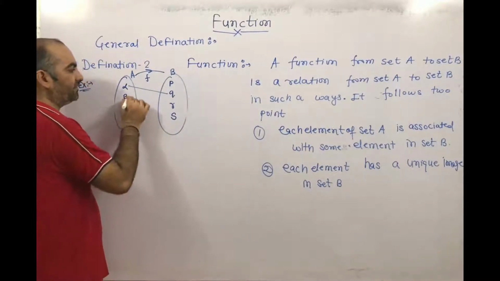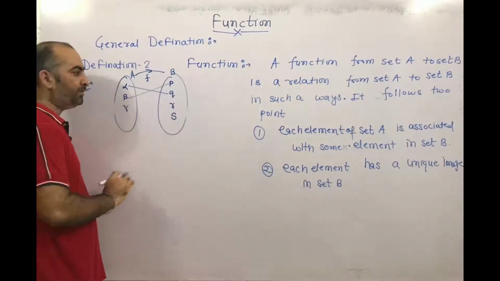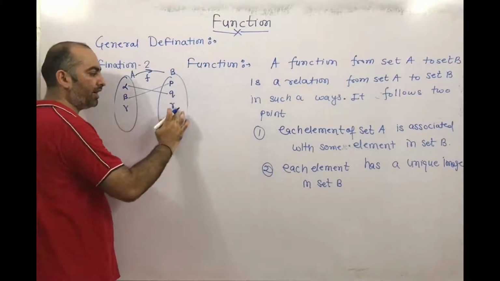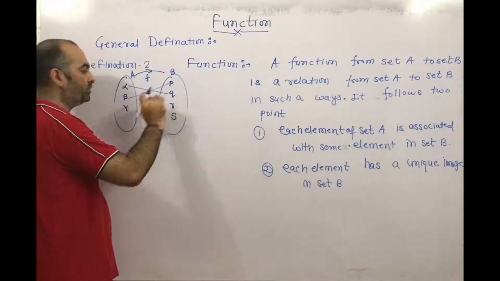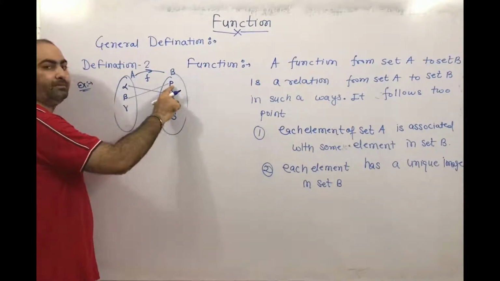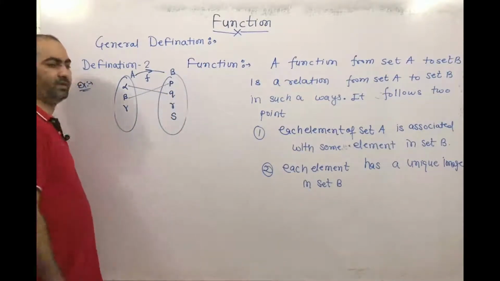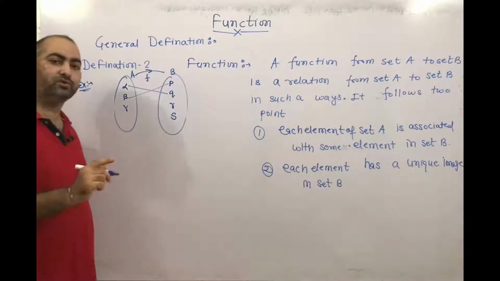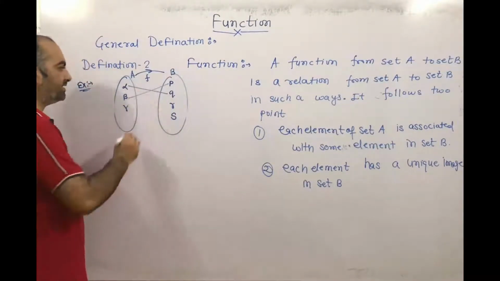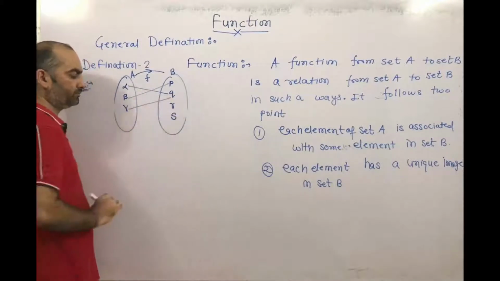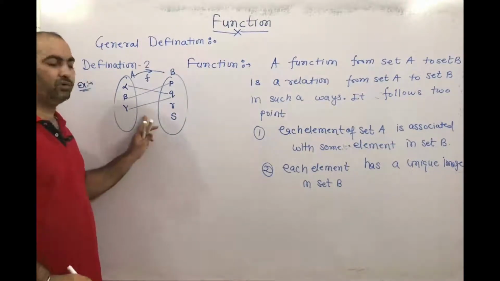Suppose beta is connected with P. Then beta should not be connected with Q, R and S. It should be connected to only P. So the image of beta is only P. Similarly this one, gamma. Gamma should also be connected with only one element in set B. Suppose gamma is connected with Q. So it is following these two conditions.